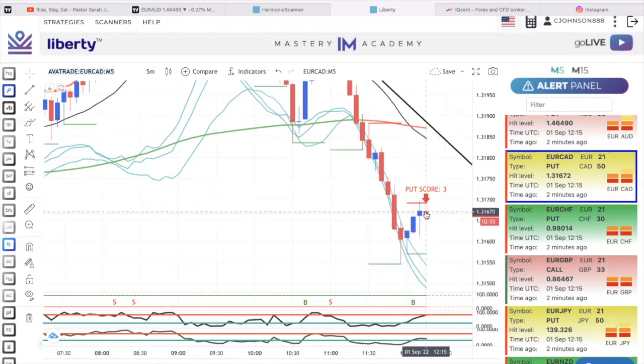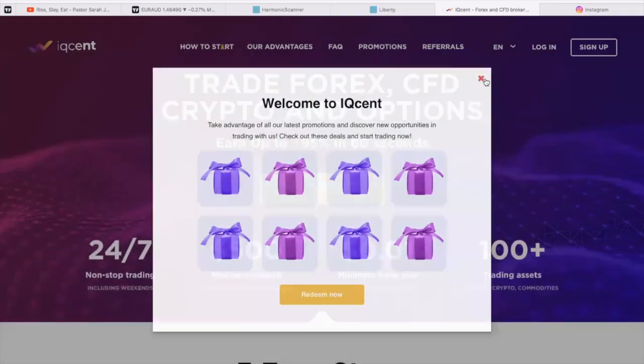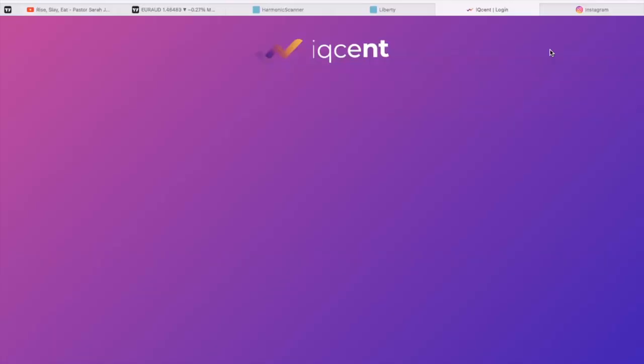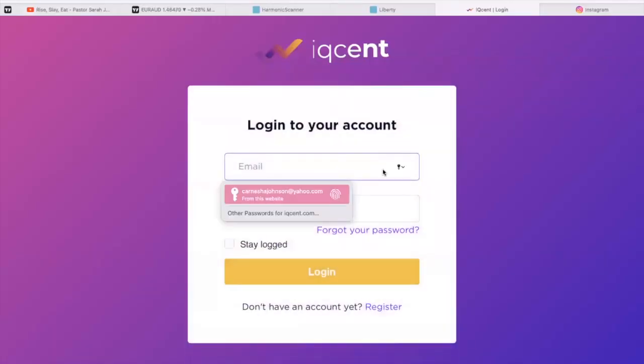Once you identify that this is a good trade to get into, all you want to do is look at the price they're telling you to get in at. So they're giving you the numbers, guys. 672 is where I want to get in. I go to my broker. All right, let me log into my broker.